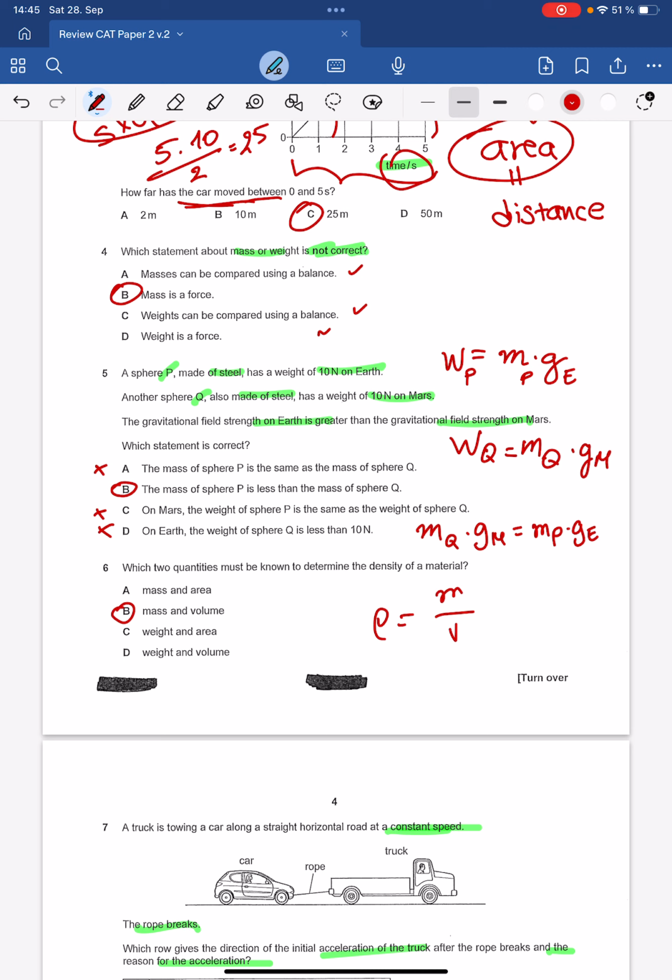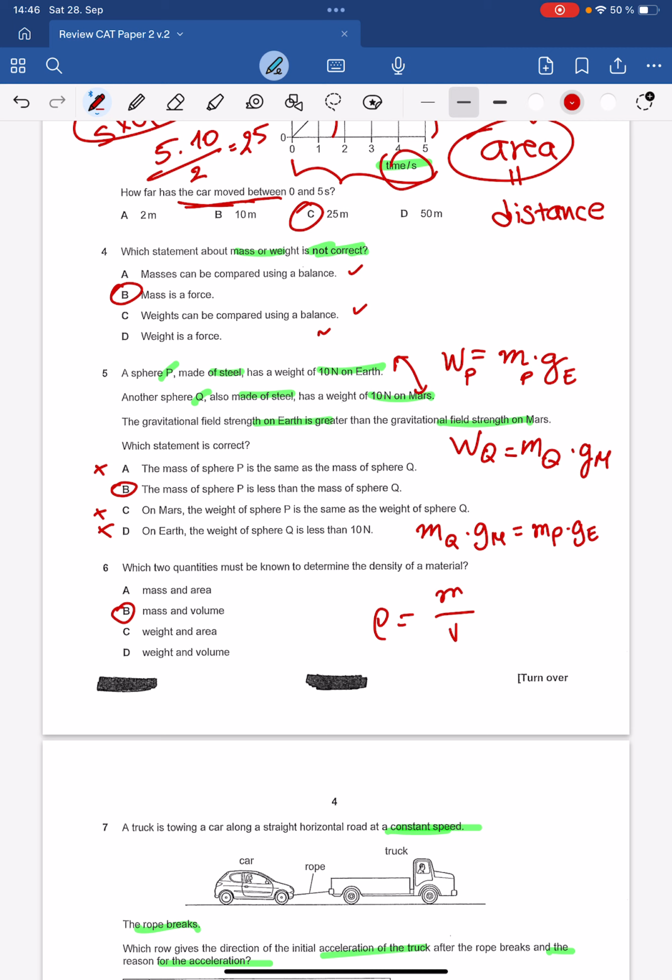So the WP, let me write it down, WP is going to be equal to MP times GE, the g on Earth. And the WQ is going to be MQ times GM on Mars. And we know that both of them have the same weight. Both of them have the weight of 10 newtons, which means you can equate these two and say that MQ times GM is going to be equal to MP times GE. Okay, so far so good.